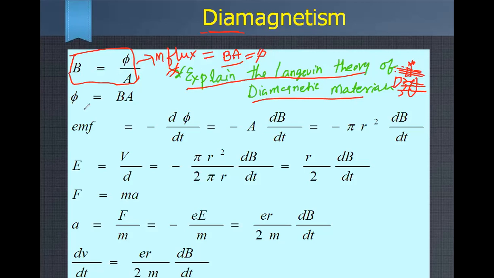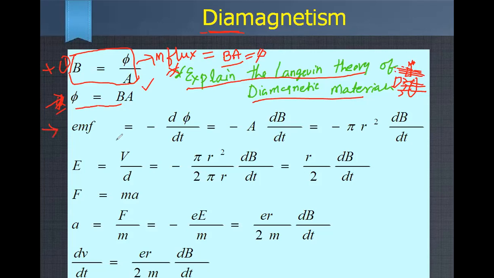So if I want phi, I should get this one. Phi is equal to BA. Okay. So note down, this is the second, this is the first equation. I mean, don't write it, but I just want to go step by step understanding. Did you copy this one, second one? Then the next one I want to do.